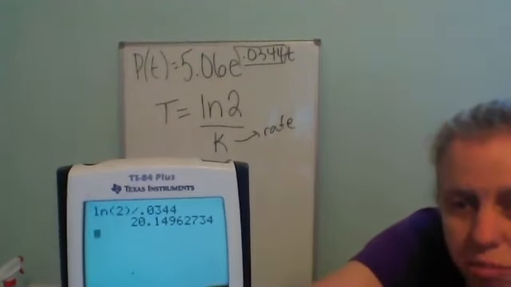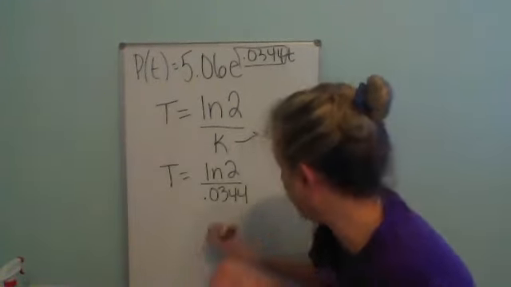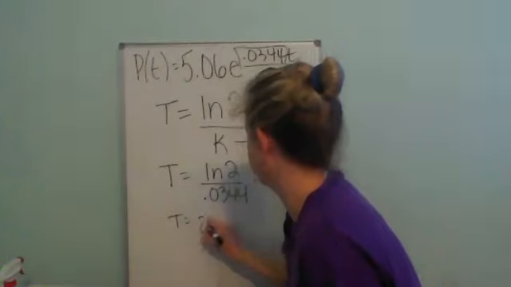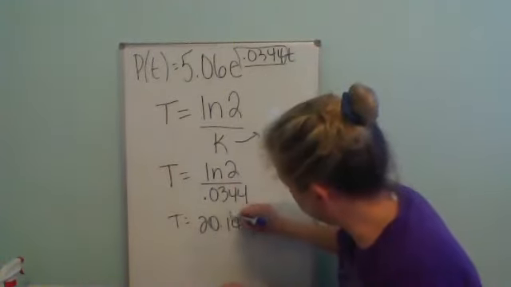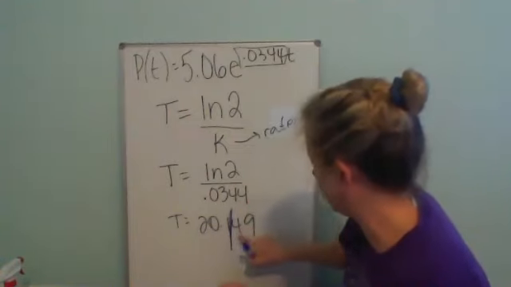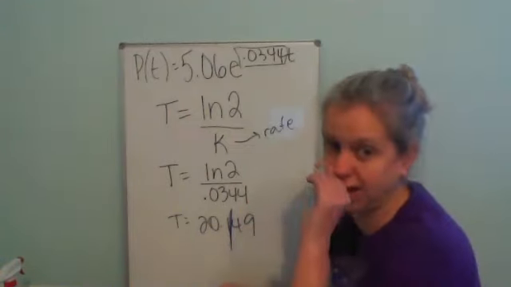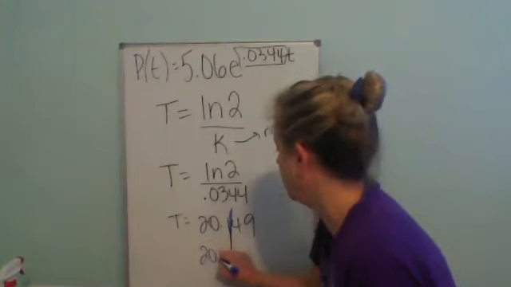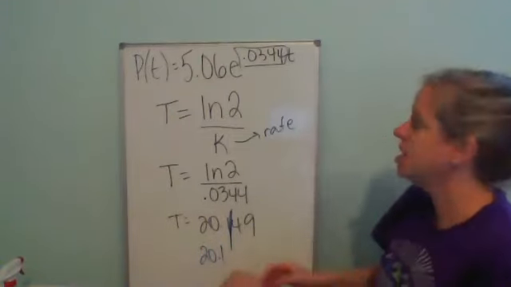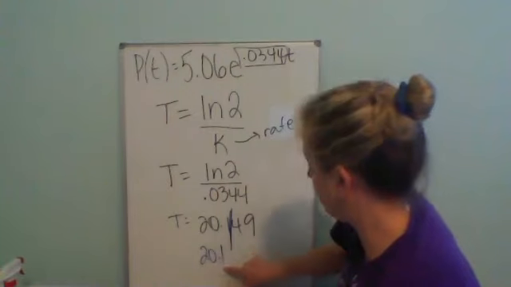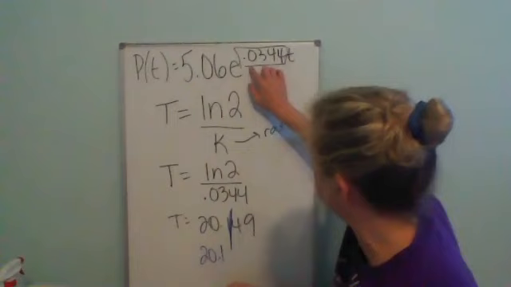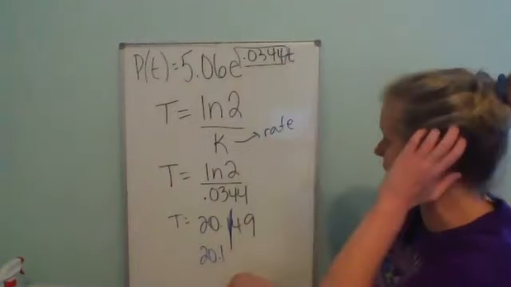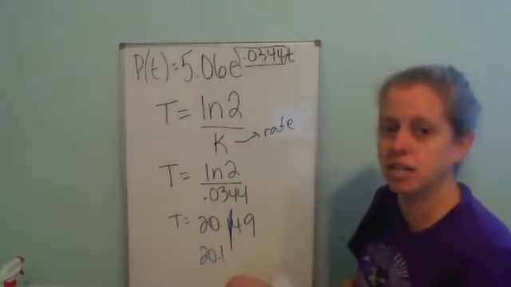rounded to 1 decimal place. So let's see, I've got 20.149. So again, rounding to 1 decimal place. So I wanted to stop after the 1. So let's see, 4, once again, doesn't round it up. So it's just going to be 20.1 years. So again, what this is saying is it will take the population, if it's growing at this rate, at 0.344, if it's growing at that rate, it'll take it 20.1 years to double.